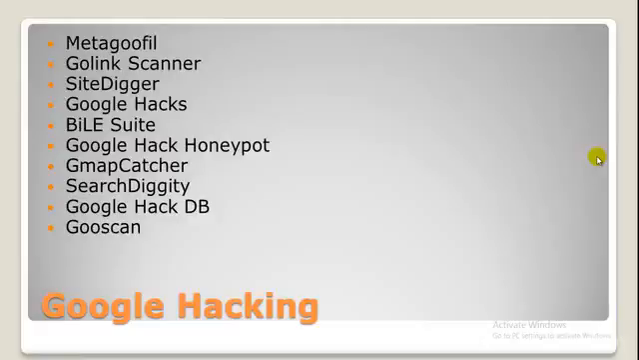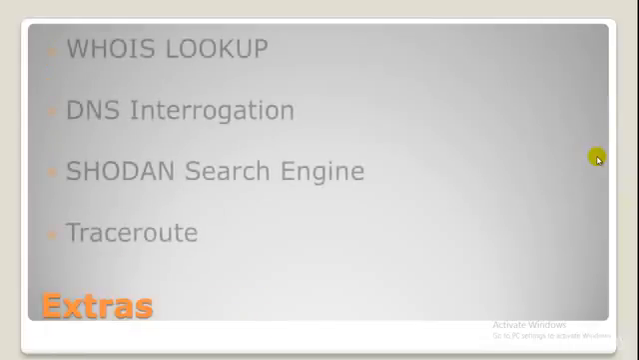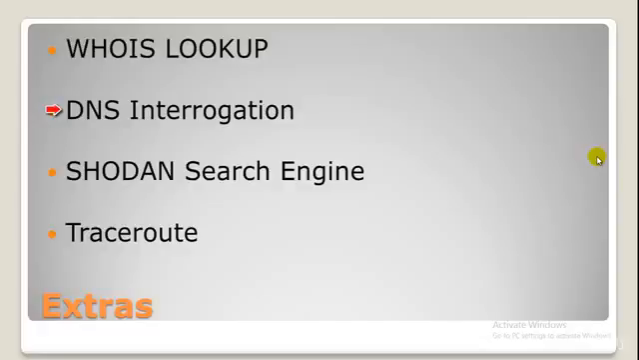We have Gmap Catcher, Search Diggity, Google Hacking Database, as I showed you, and finally GooScan. GooScan is a tool that automates queries against Google search appliances, and these queries are designed to find potential vulnerabilities on your websites. So that would be it for this tutorial. In the next tutorial, I'll be starting with what exactly we have to do after gathering information: the Whois lookup, the DNS interrogation, Shodan search engine, and the traceroute.